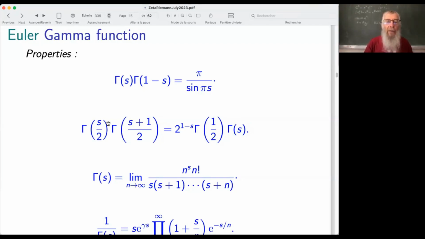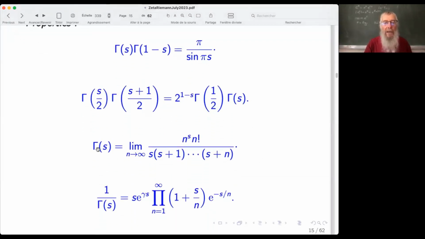There is this other formula, gamma of s over 2 times gamma of (s plus 1) over 2, which is gamma of s times 2 to the 1 minus s and some constant. There is a limit for gamma of s, which is n to the s times n factorial divided by s times (s plus 1) up to (s plus n). And there is an infinite product, which is the infinite product which is here. It's not too difficult to see that the two formulae here are equivalent.